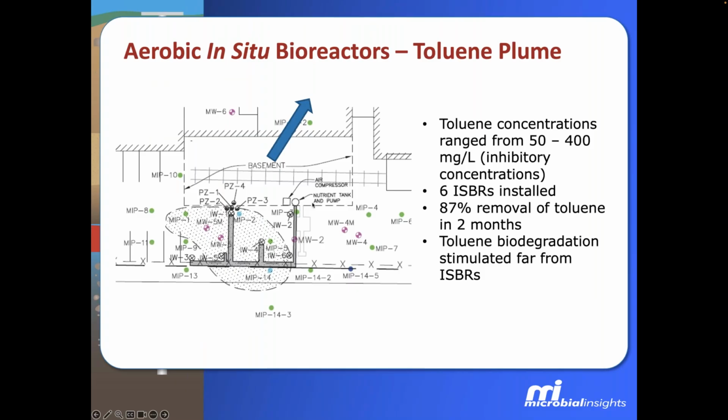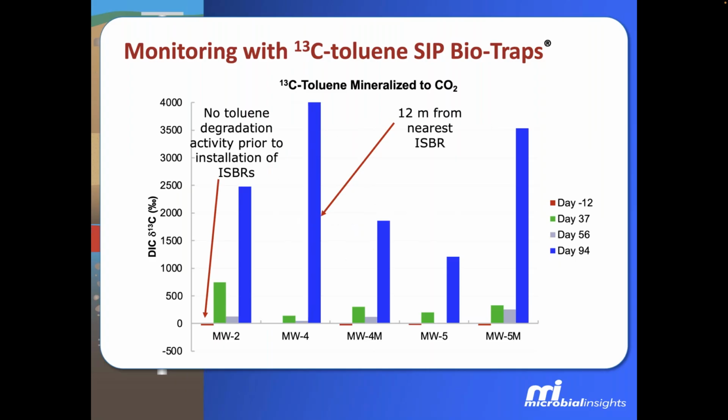Here is a toluene impacted site where toluene concentrations were as high as 400 milligrams per liter. Installing these in situ bioreactors in 2 months, increased toluene removal by 87%. We use C13 toluene amended biotraps to demonstrate the stimulation of toluene degradation by these in situ microcosms, these in situ bioreactors. And as you can see, before the installation of the in situ bioreactors, there was no toluene or very little toluene degradation going on.